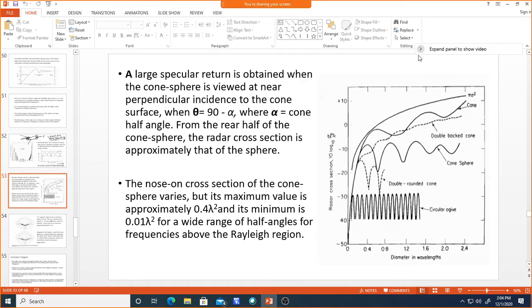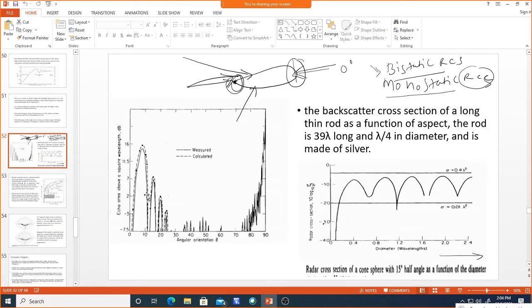So yesterday, we were discussing the RCS. So, RCS of the cone. How can it be detected, and what is the actual variation of the RCS with respect to the wavelength or diameter, at the back side of the cone?